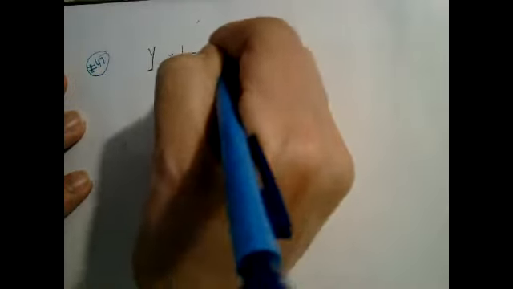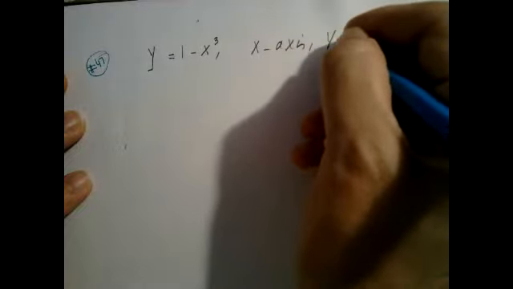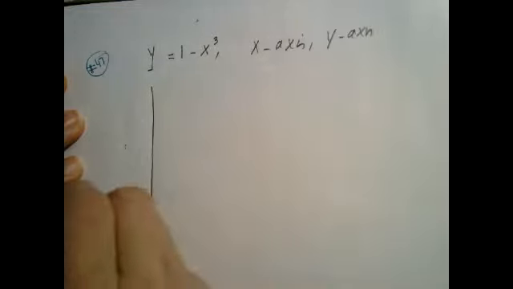What is it about? 47. For the following region, determine, that's the question, determine which is greater, the volume when the region is revolved about the x-axis or about the y-axis. So we have the following region bounded by y equal 1 minus x cubed, the x-axis, and the y-axis. So this is my region.